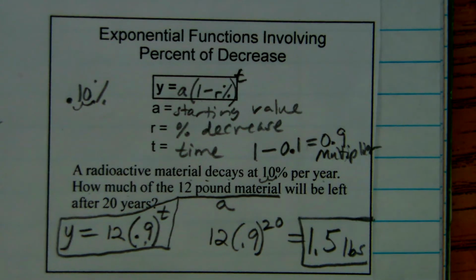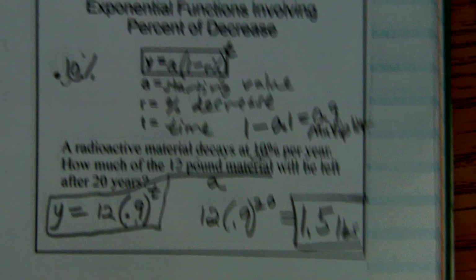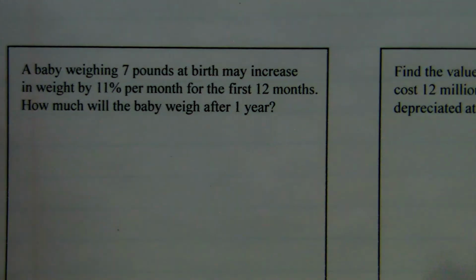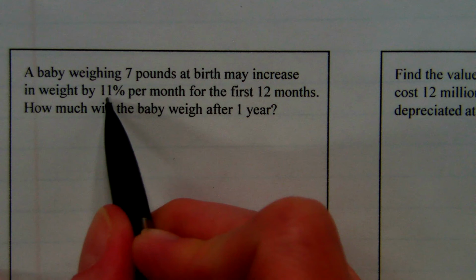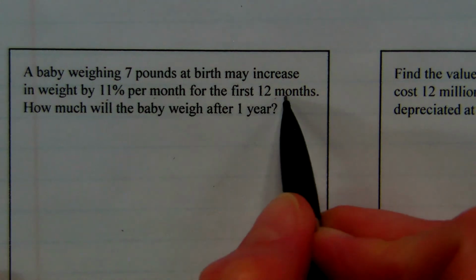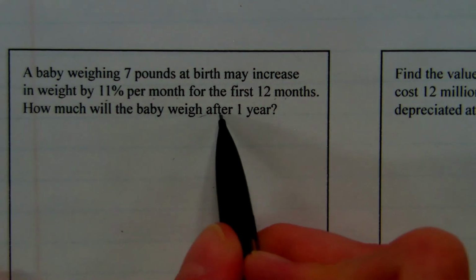Okay, so let's move on to the next problem. All right, so a baby weighing 7 pounds at birth may increase in weight by 11% per month for the first 12 months. Babies in the first year grow percentage-wise more than you'll grow for the rest of your life. They just grow really fast. So it wants to know how much the baby will weigh after 1 year.